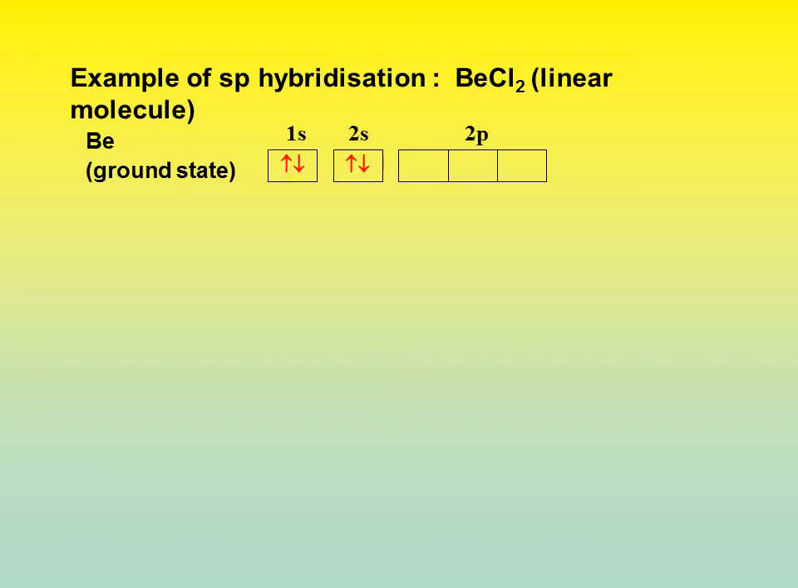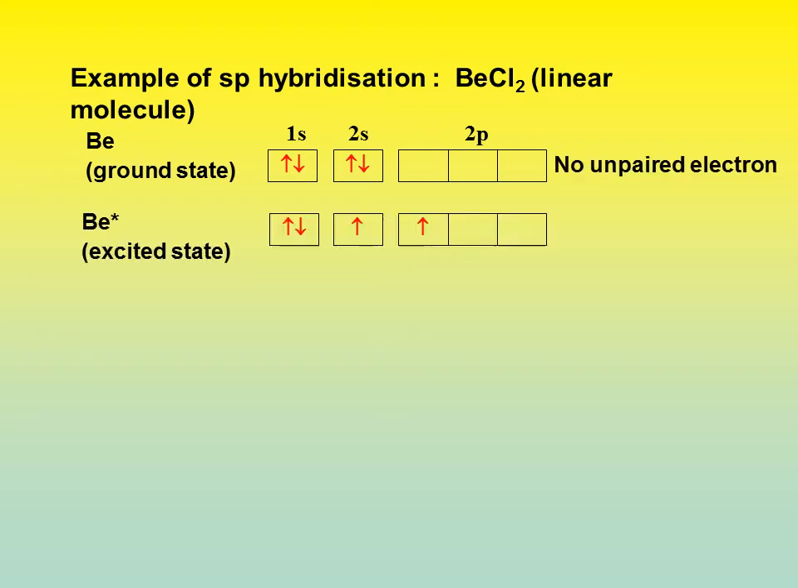Let us now try to combine what we know about the hybridization of orbitals to look at BeCl₂. In the ground state, Be exists as 1s2, 2s2. In order to form the bond, one electron from the 2s is now promoted to the 2p to form an excited state.